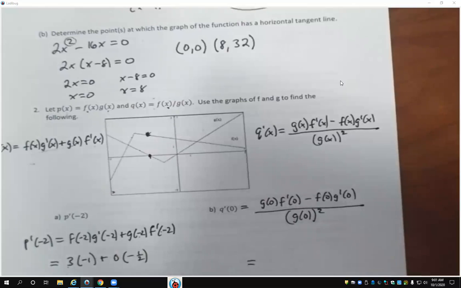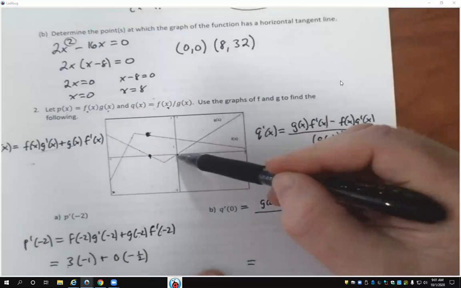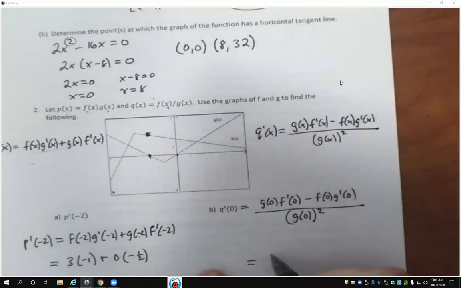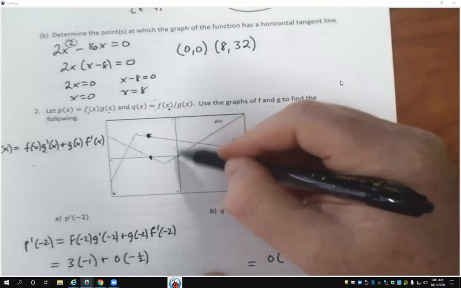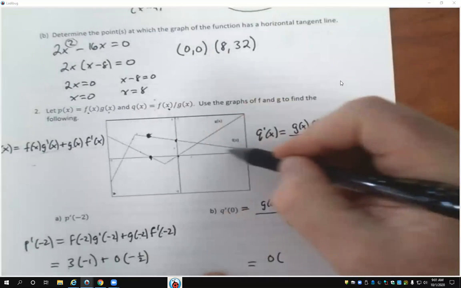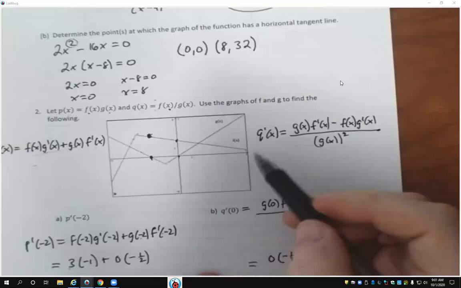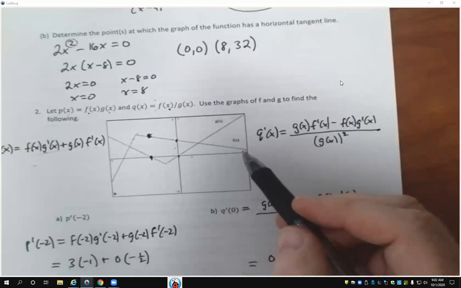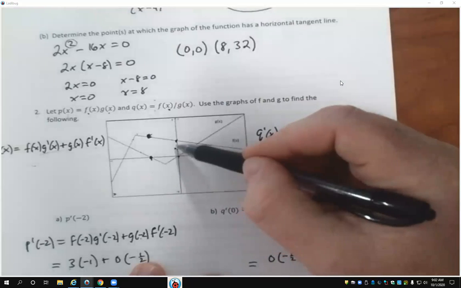And this is kind of stinky when you get to the end, but okay. G of 0 is 0. It's this point right here, times F prime of 0. That is the slope of this line. This is F of 0. The slope of this line we determined in the last problem to be negative 1/2, minus F of 0. F of 0 is 2, 1, 2.